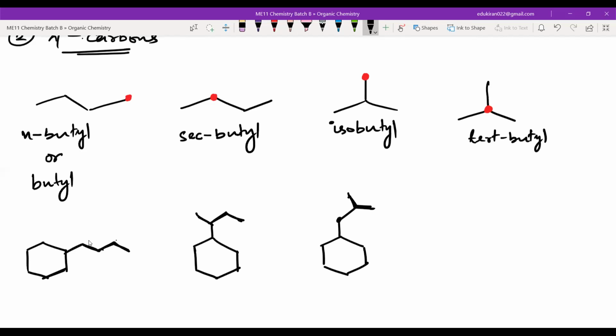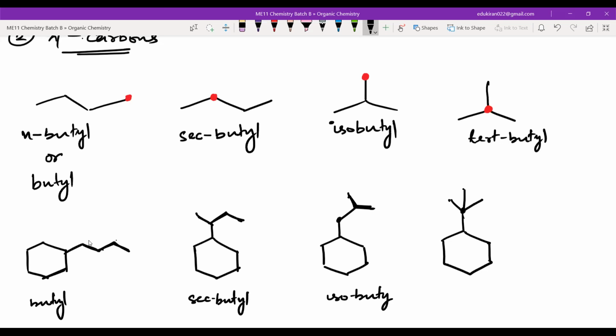This is the isobutyl. And if you have tertiary butyl, it won't look like this. It would not look like a fidget spinner. It would look something like this. Okay. So 1 carbon, 2 carbon, 3 carbon, 4 carbon. So this is butyl attached here. Substituent is butyl. Here it is secondary butyl. This is isobutyl. And this is tertiary butyl. Okay.